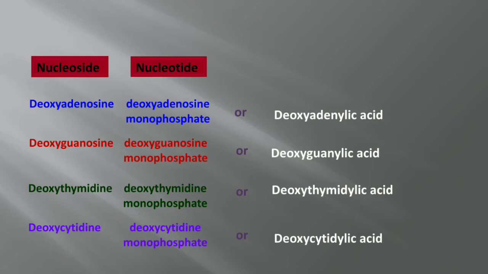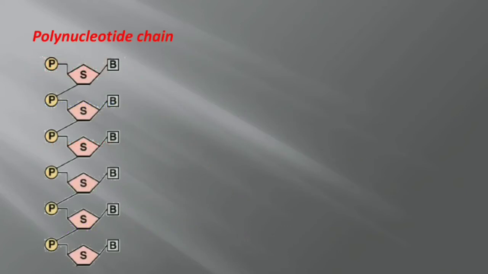When 2 nucleotides link together they form dinucleotides, when 3 nucleotides link together they form trinucleotides, and when many nucleotides link together they form polynucleotide chain. Let us start with the first one. 2 nucleotides are linked through 3',5' phosphoester linkage. That means, you remember one thing, in between nucleoside and phosphate group, a bond formation takes place.